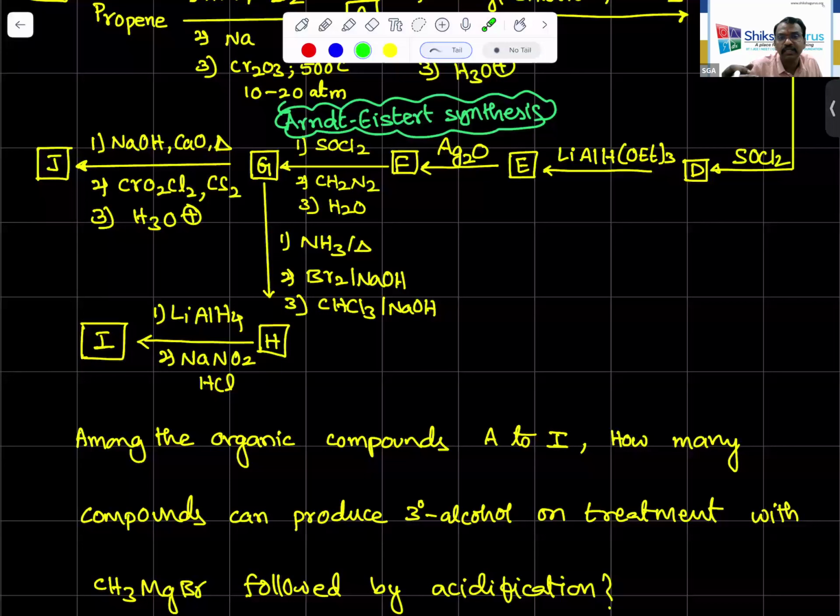We have a carboxylic acid. I want to remove the carboxylic acid group, then we can use soda lime. Next one, it is treated with chromyl chloride followed by acidification. Then what will happen? Here, what is compound G first?